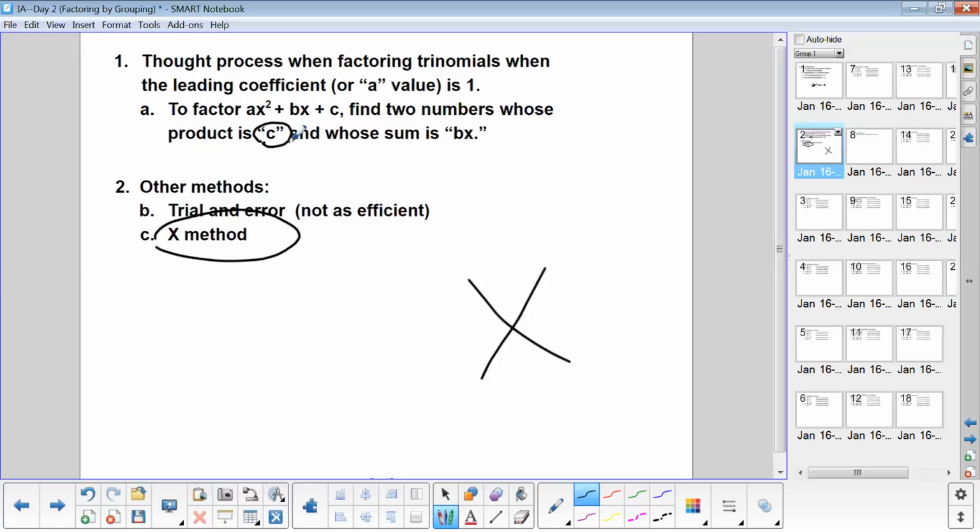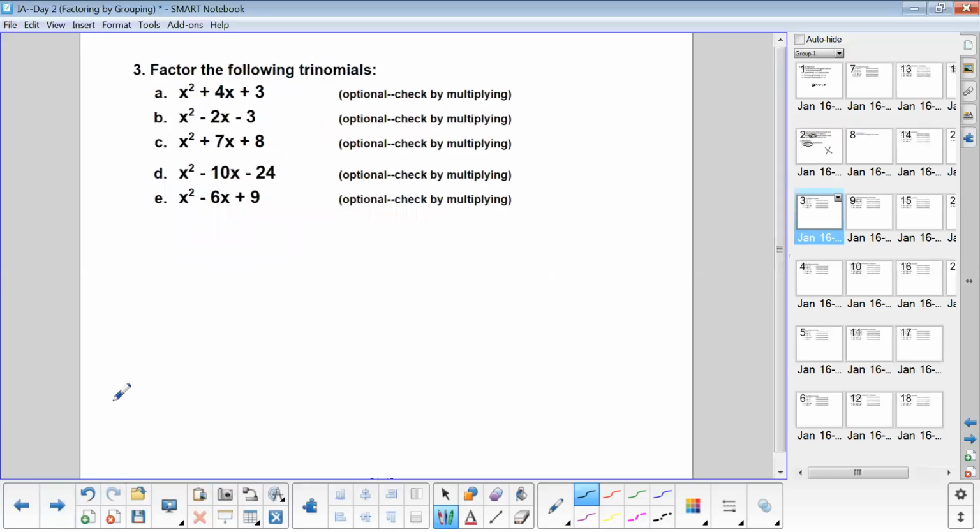When I talk about what's the product of A and C, that sum has to equal B X. That's what I'm going to talk about every time when we think about factoring by grouping. A times C, and those factors of A times C better add to give me B X. And that will make a little bit more sense as we go through our videos.